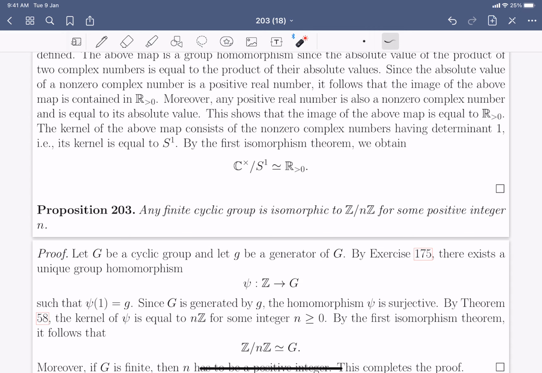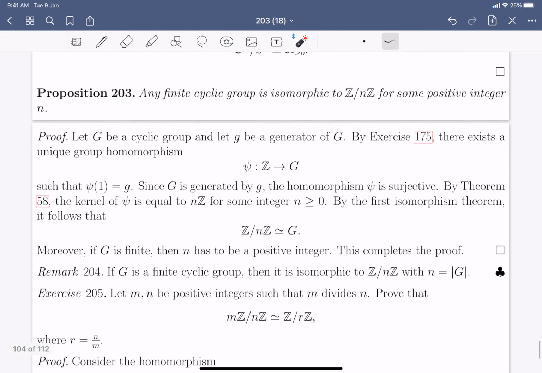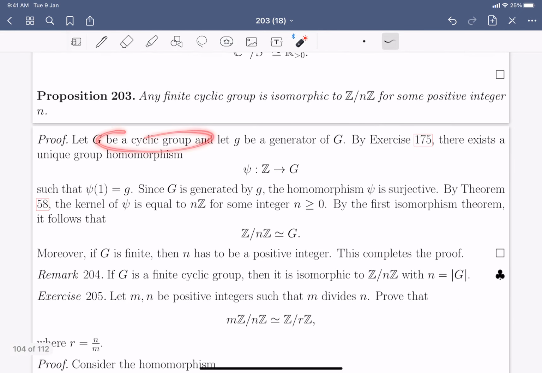It says that any finite cyclic group is isomorphic to Z mod nZ for some positive integer n. Now we start with a cyclic group G, and suppose the element little g is a generator of this cyclic group G.